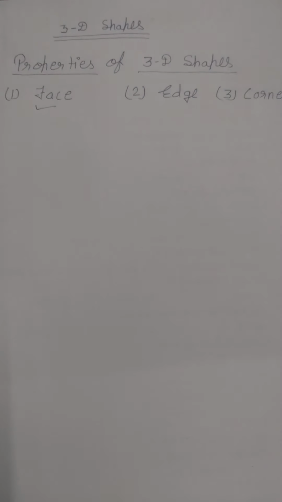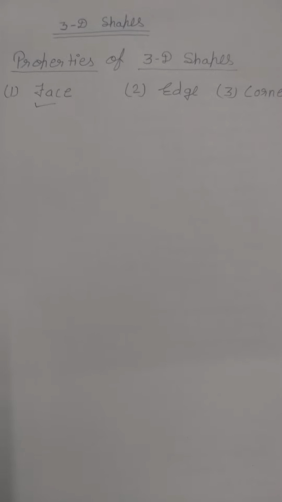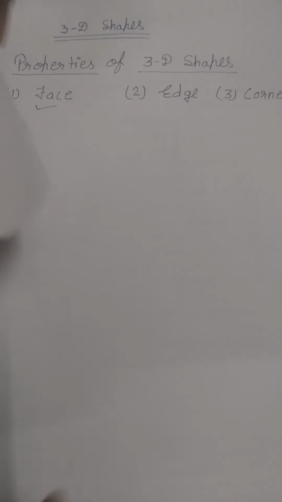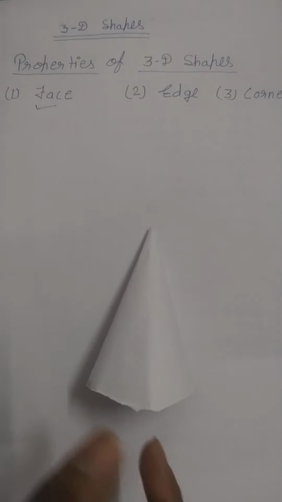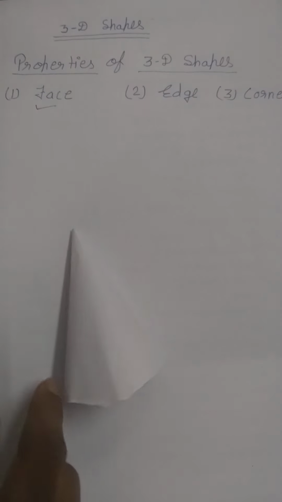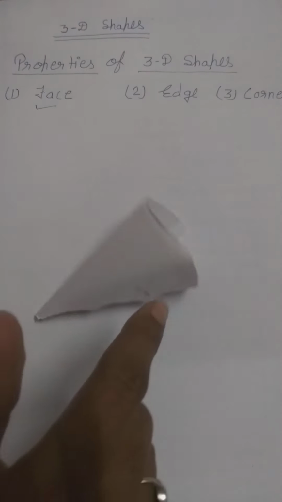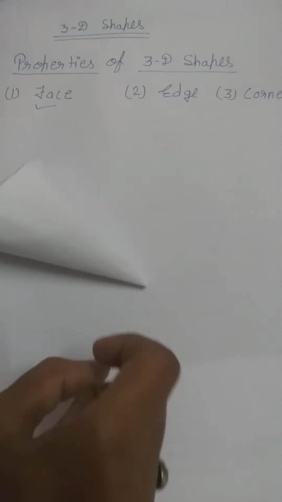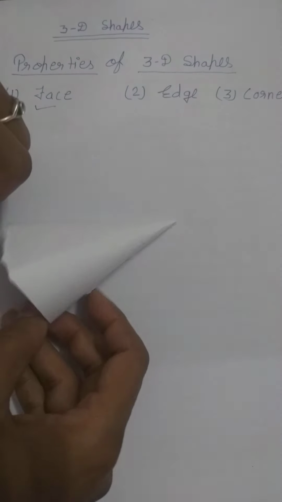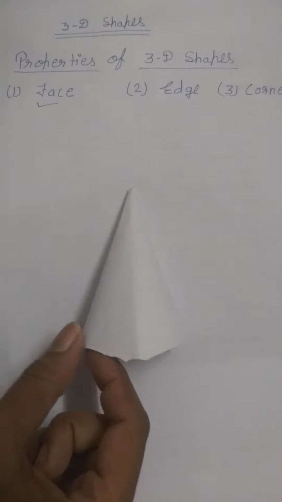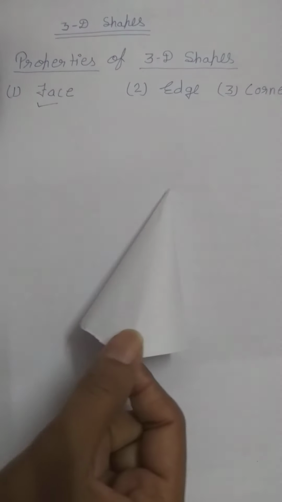Next, if we take the example of our birthday cake or a cone, let's see how many faces we have. Yes, we can put it like this on its cap also, and this one is rounding. So this is a curved face. Okay, so we have a curved face.